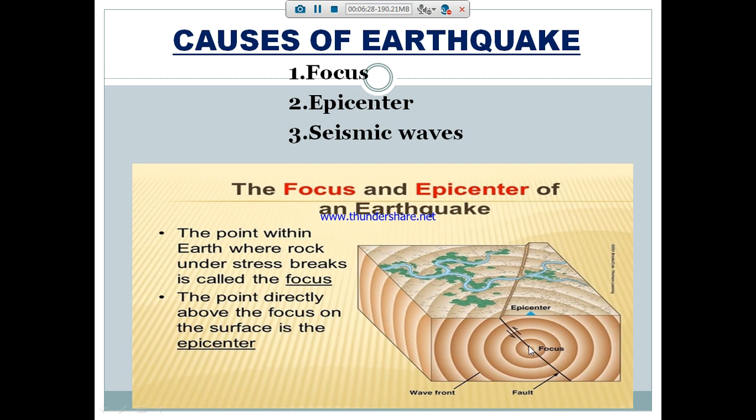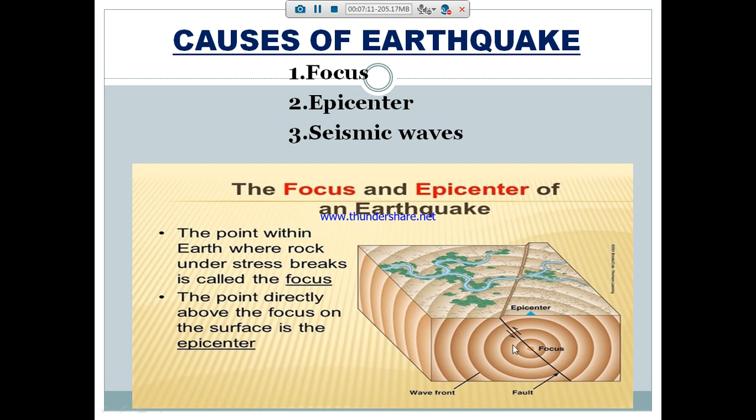So suddenly the earthquake occurs here, and it hits the upper surface of the earth. That point is called the epicenter. Can you understand? See the mouse pointer. Where the earthquake starts, the origin of the earthquake, is called the focus. And where it suddenly hits the upper surface of the earth is called the epicenter, the point directly above the focus on the surface.